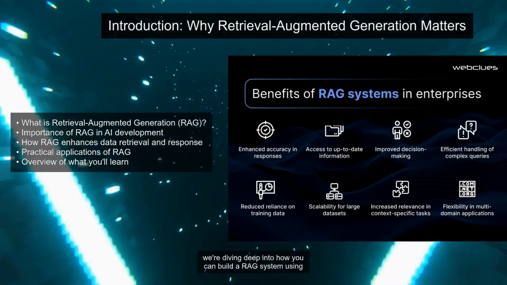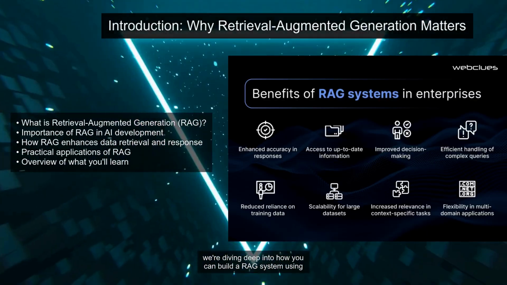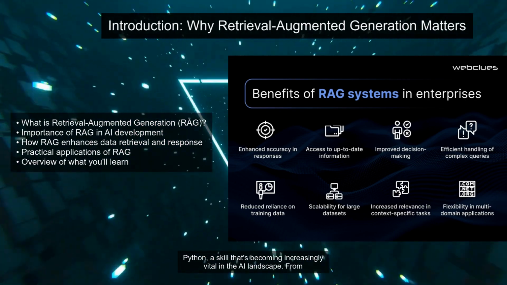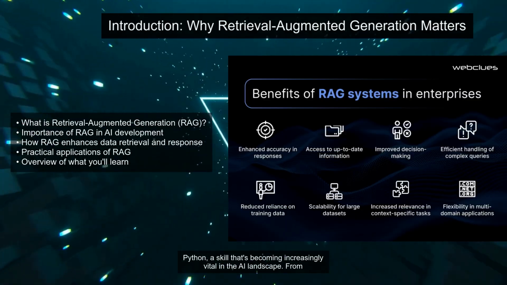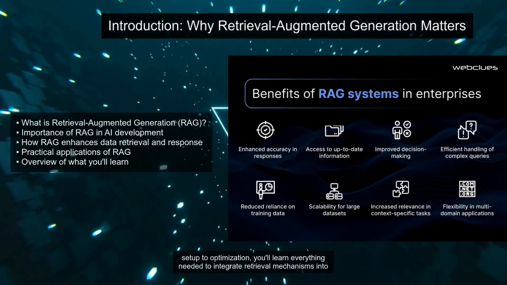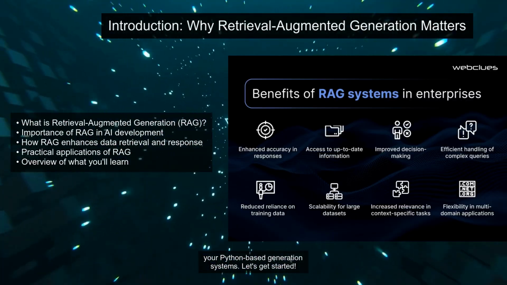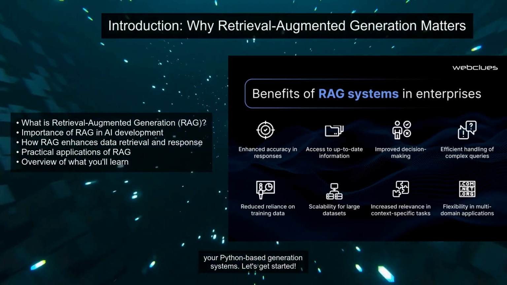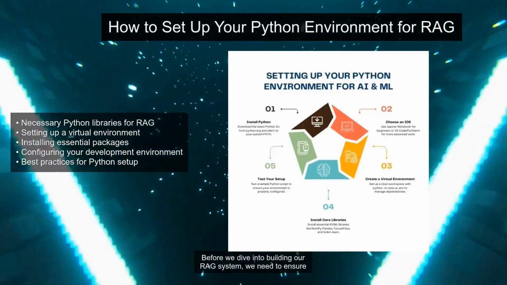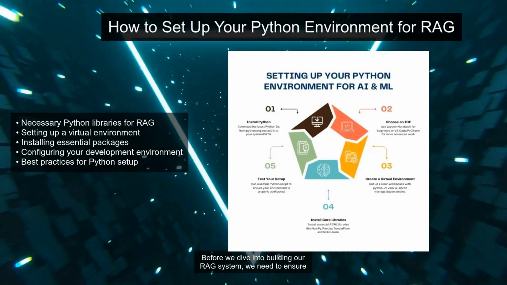In this video, we're diving deep into how you can build a RAG system using Python, a skill that's becoming increasingly vital in the AI landscape. From setup to optimization, you'll learn everything needed to integrate retrieval mechanisms into your Python-based generation systems. Let's get started. Before we dive into building our RAG system, we need to ensure our Python environment is ready.